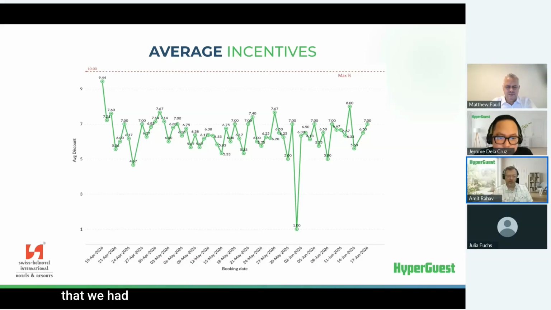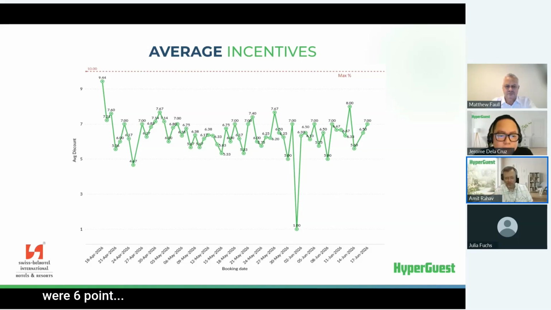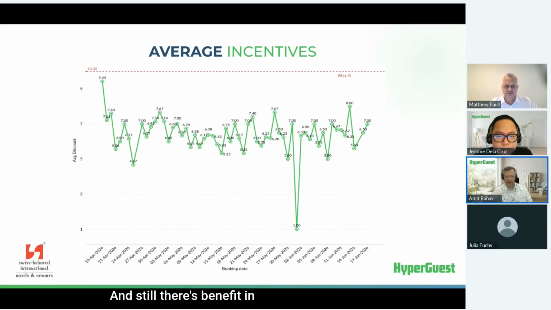that the net rate that we had static through old school way of thinking, oh, let me try sell minus 15 and see what happens, or sell minus 10. You can see that actually, okay, for this particular set of inventory, we were 6.5% off from being exactly on the competitive point. And still there's benefit in daily optimization. And it's not daily, it's in fact hourly optimization and search by search optimization.